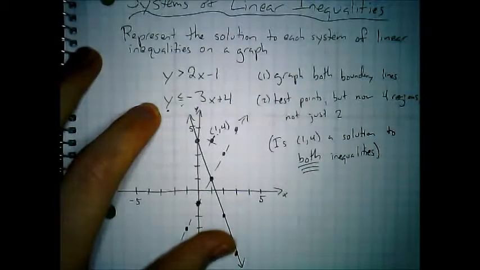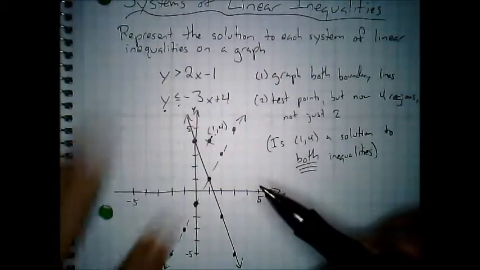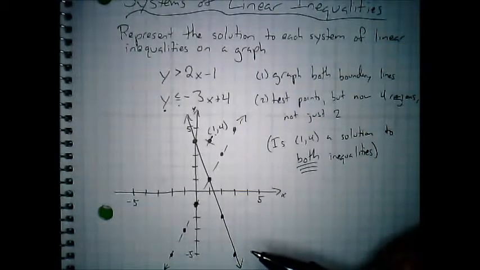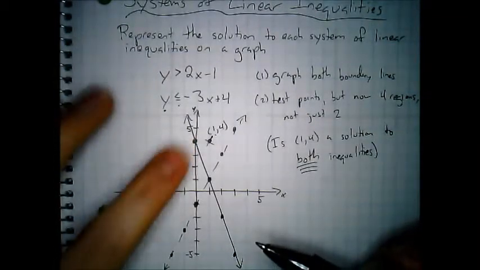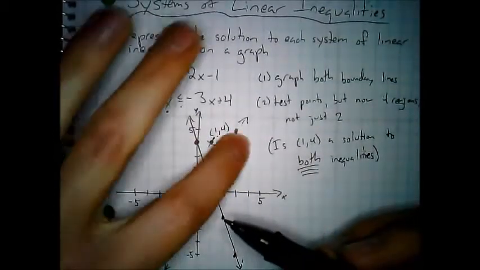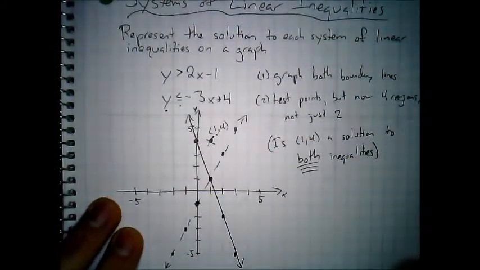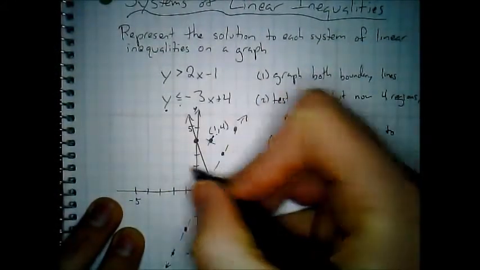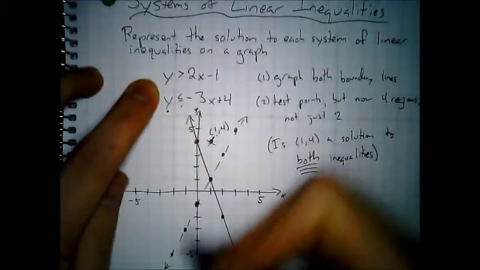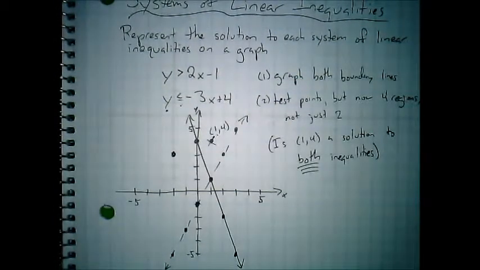Now again, because this made our first inequality true, this half of the graph is where y is greater than 2x minus 1. So we're going to pick a point still on the same side of the line, or just pick a point in another region. Again, we just want to find which one of these 4 regions makes both inequalities true. So we want to stay on the same side as the point (1, 4) of our line y equals 2x minus 1. So let's check over here.